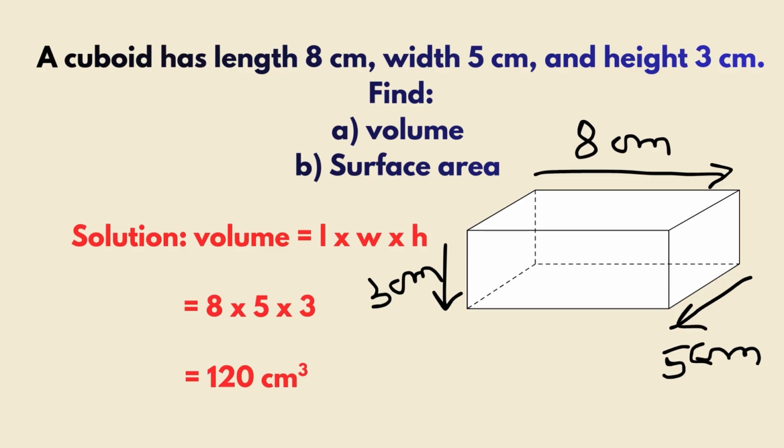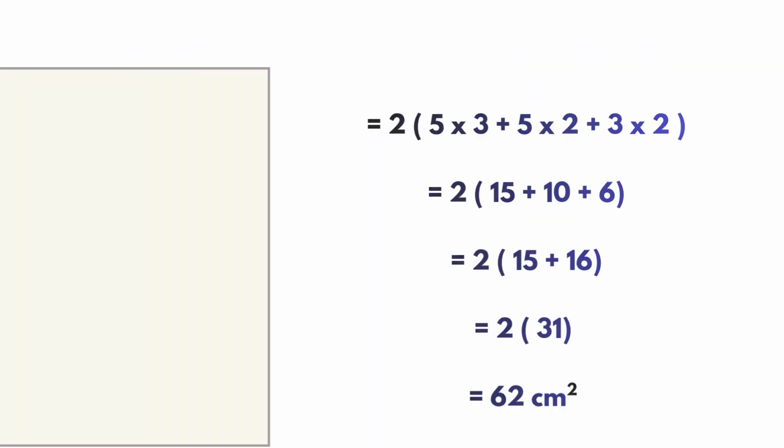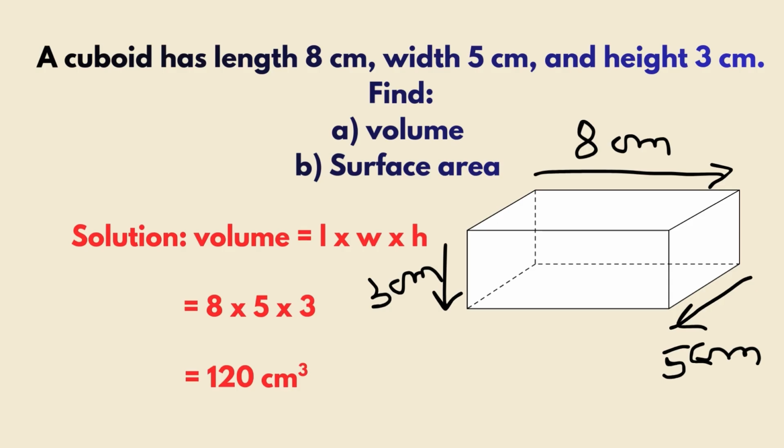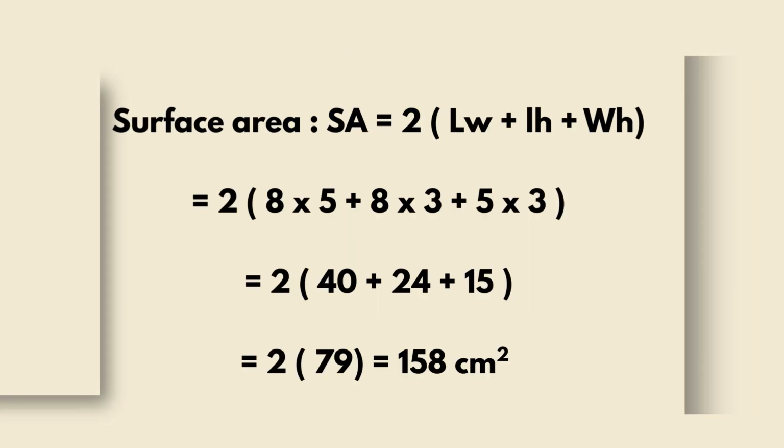Now we have again same problem given here, length 8 centimeter, width 5 centimeter and height 3 centimeter. We need to calculate again the volume and the surface area. So volume we know the multiplication of the 3 dimensions, length, width and height, we get 120 centimeter cube. So surface area also we know twice of length and width plus length and height plus width and height. We will put all the values in this formula and simplify it by simple multiplication and addition. We got the surface area of this cuboid is 158 centimeter square.